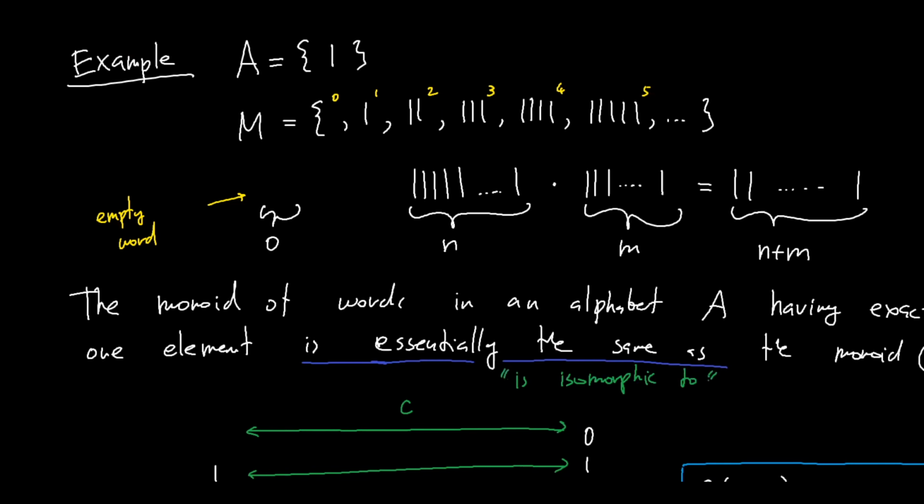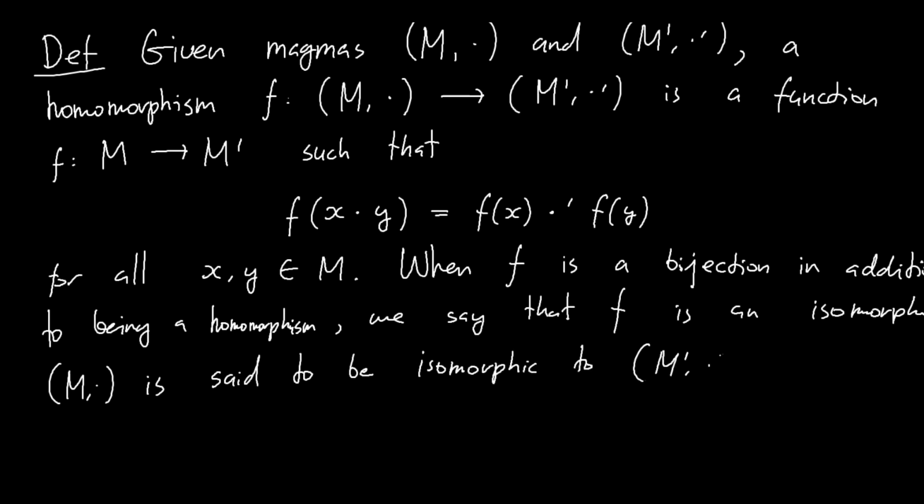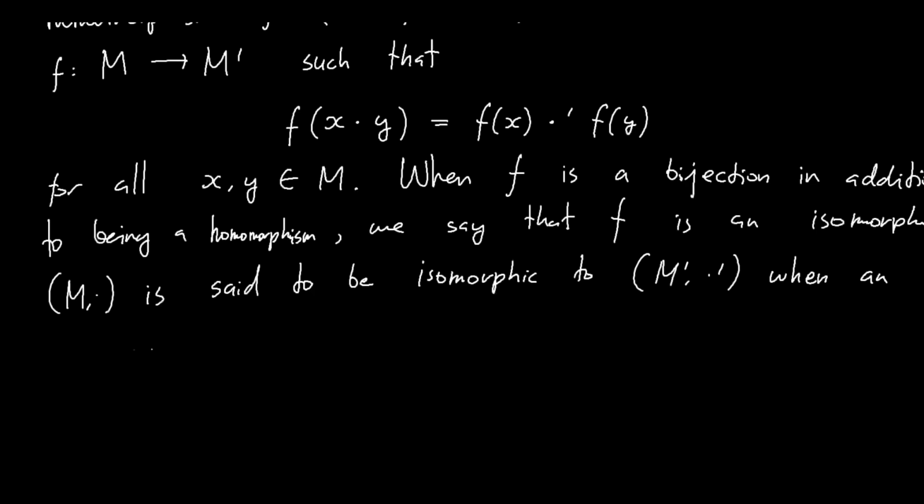So the monoid of words in an alphabet having exactly one element is isomorphic to this specific monoid, where being isomorphic means that there exists an isomorphism. So let's put that in the definition as well. M dot is said to be isomorphic to M prime dot prime when an isomorphism from M dot to M prime dot prime exists.